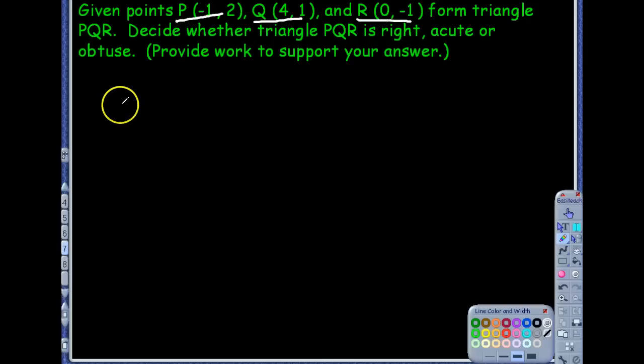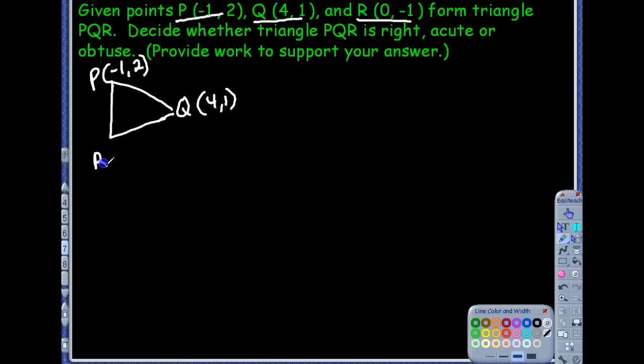So what I would do, I would just draw a triangle, and we don't know what kind of triangle it is. And I'm just going to label, P is -1, 2. Q is 4, 1. And R is 0, -1. And again, I didn't even graph this. Just a rough sketch. So we know what side lengths we're trying to find.